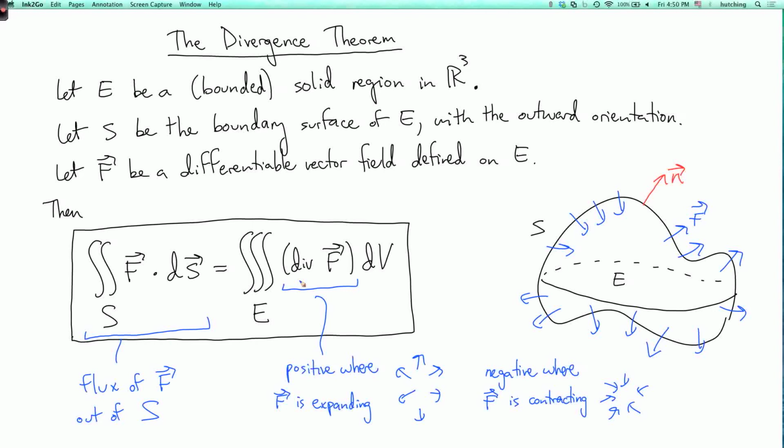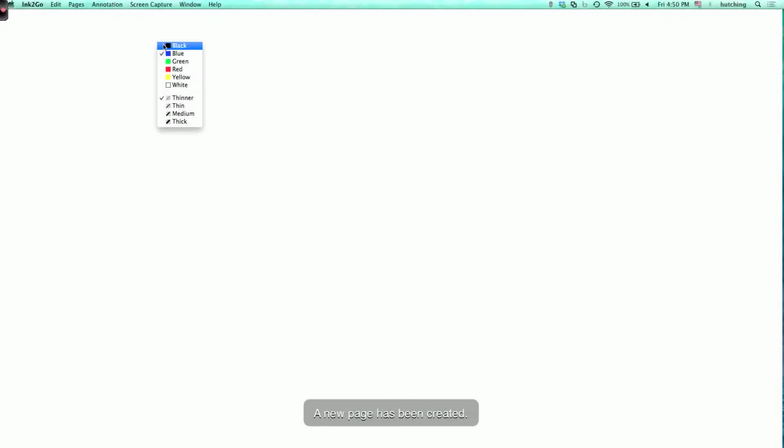So if you think of F as the velocity vector of a fluid, if this fluid is spreading out, then some fluid is going to have to escape the region to make room for the fluid inside the region to spread out. On the other hand, if fluid is flowing into the region, then it's going to get more compressed in the region. You have experience with this in everyday life. Let me just draw a couple of pictures here.